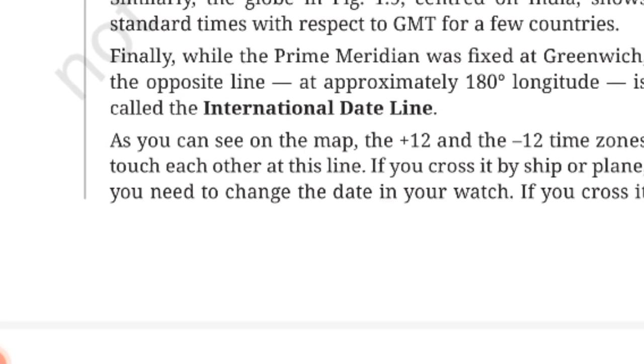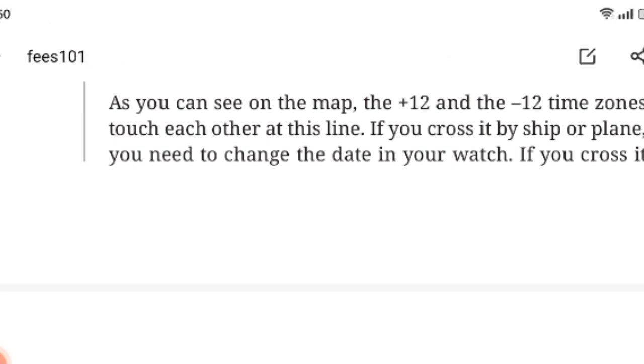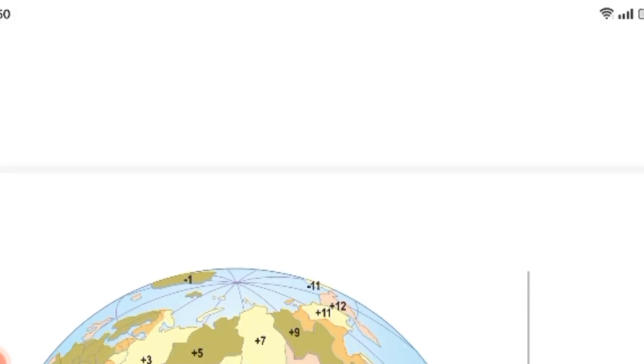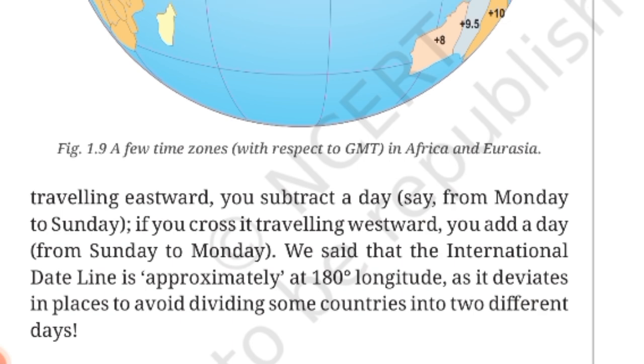Finally, while the prime meridian was fixed at Greenwich, the opposite line at approximately 180 degree longitude is called the international date line. As you can see on the map, the plus 12 and minus 12 time zones touch each other at this line. If you cross it by ship or plane, you need to change the date in your watch. Traveling eastward, you subtract a day, say from Monday to Sunday. If you cross it traveling westward, you add a day from Sunday to Monday.